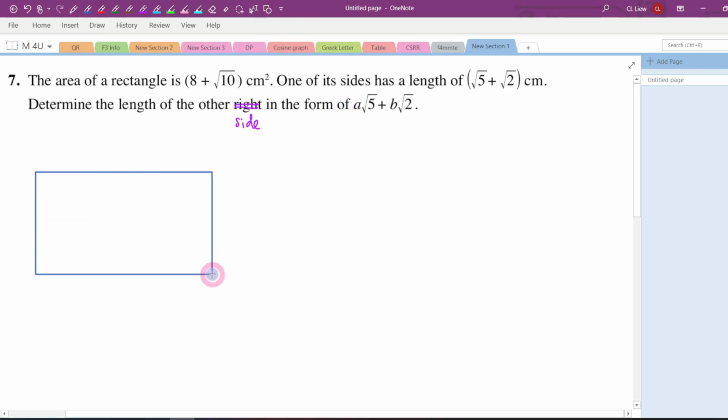Now I have a rectangle. The area is 8 plus square root of 10 square centimeters. And one of the side lengths is this. I don't know the other sides, so I just simply label here, it's okay.